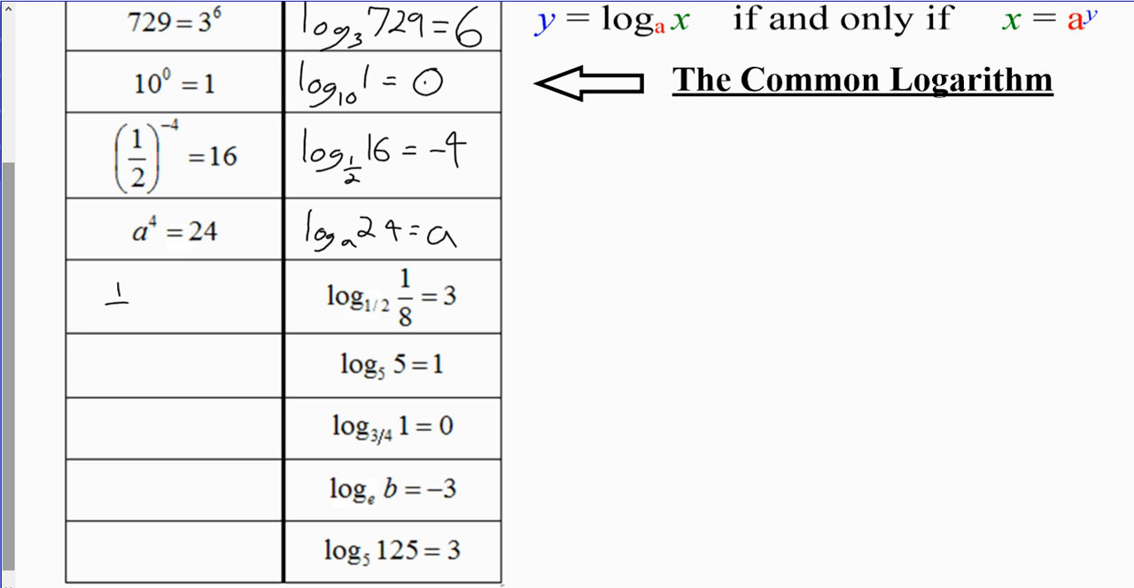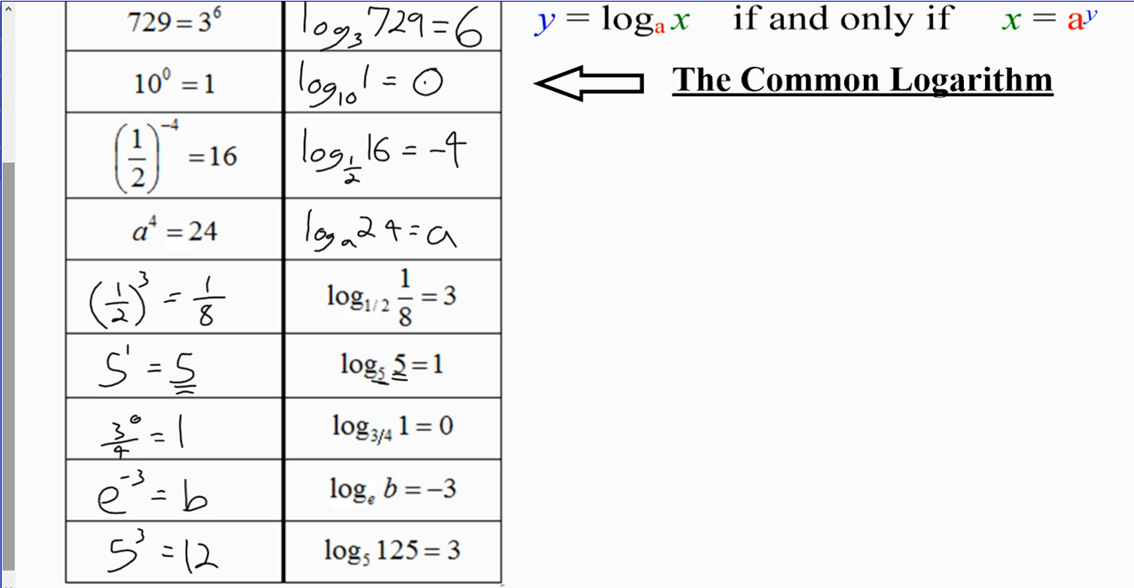So this is saying that 1/2 to the 3rd power is 1/8. Then 5 to the 1st power is equal to 5. Okay. Log base 3/4 of 1 equals 0, so I have 3/4 to the 0 power is 1. I have e to the -3 is equal to b. And I have 5 to the 3rd is equal to 125. All right, so we need to be able to go back and forth between our logarithms and our exponents.